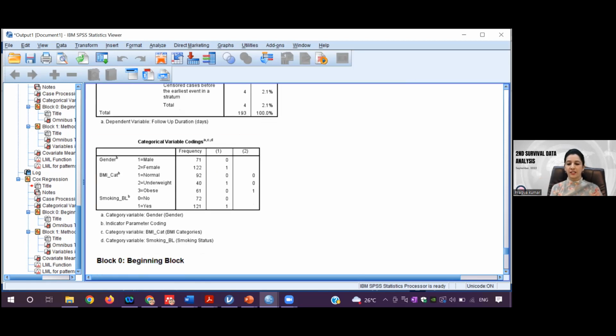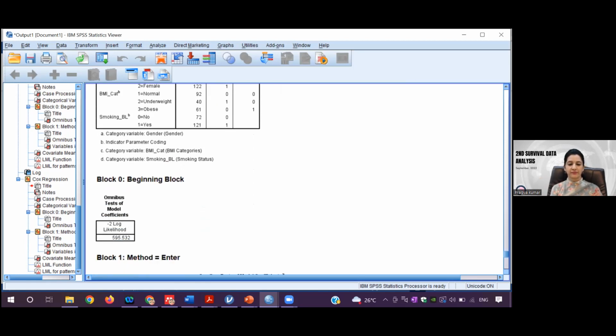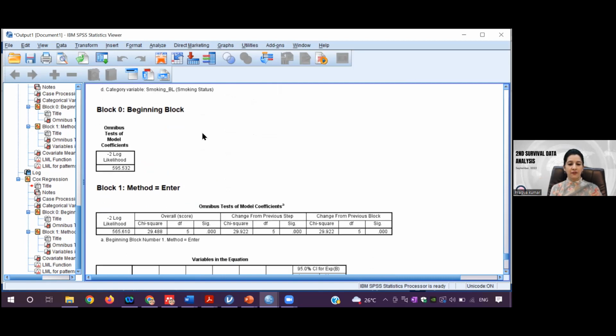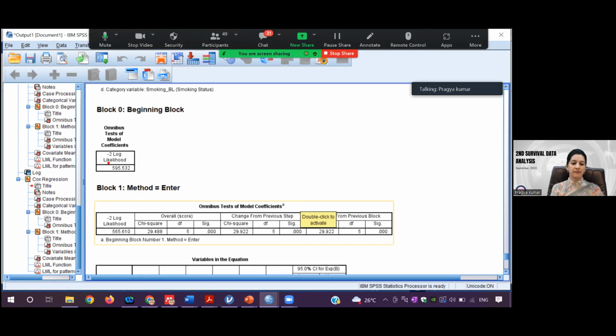So you have seen the coding. And then I was discussing this -2 log likelihood. We discussed this concept in logistic regression also. The reduction in the -2 log likelihood: if there is a larger amount of reduction in the value, the more significant the model will be. So the value has decreased from 595 to 565.